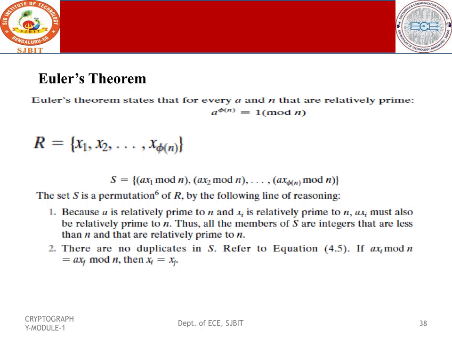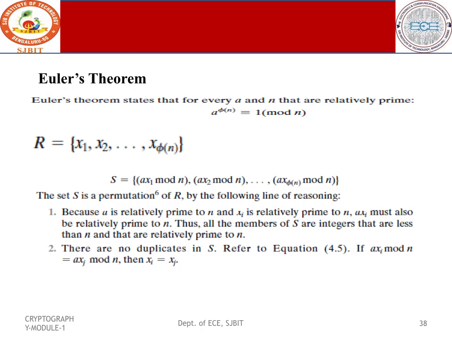Consider the set of such integers labeled as R equal to x1, x2, up to x φ(n). Each element xi of R is a unique positive integer less than n with GCD(xi, n) equal to 1. Now multiply each element by a modulo n. S is equal to ax1 mod n, ax2 mod n, up to ax φ(n) mod n.